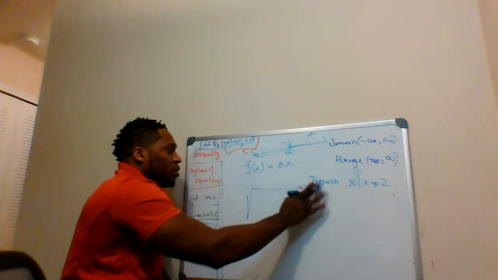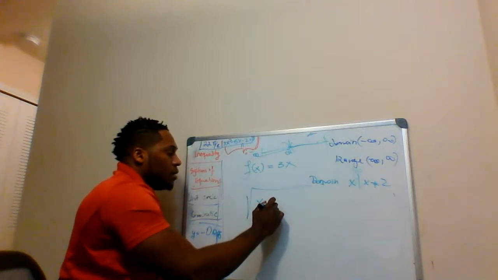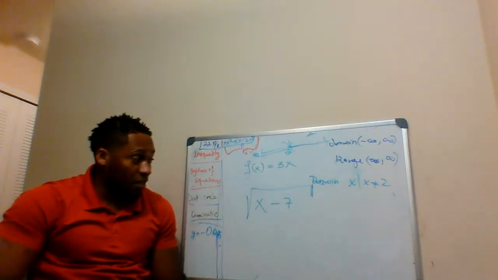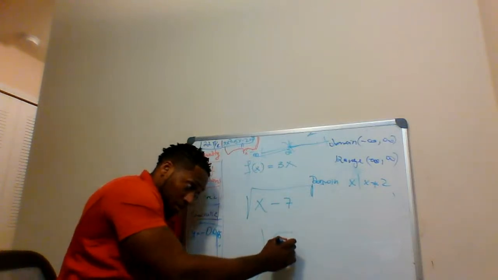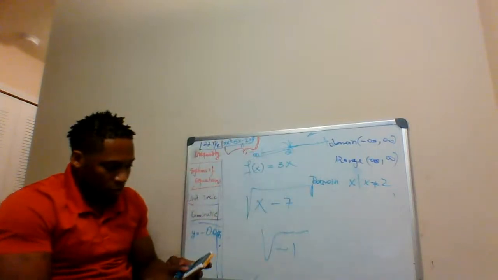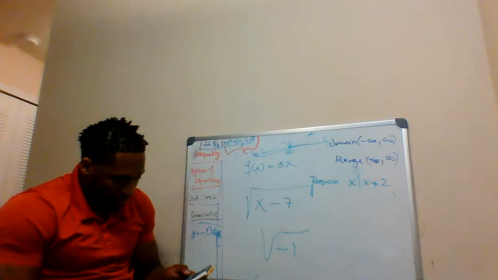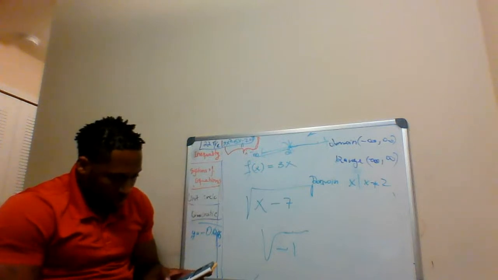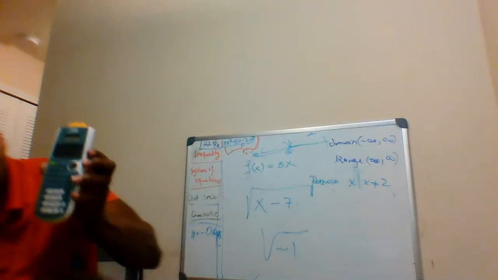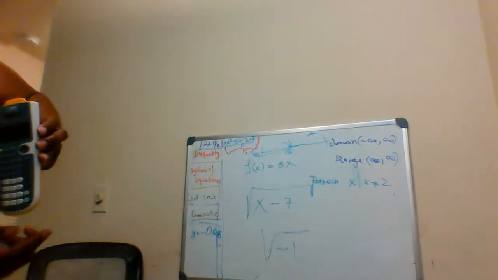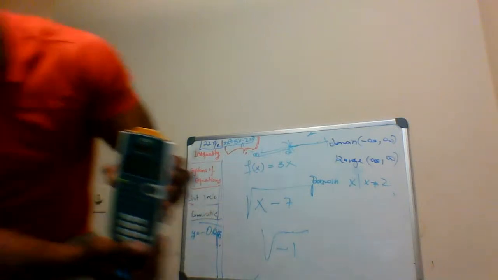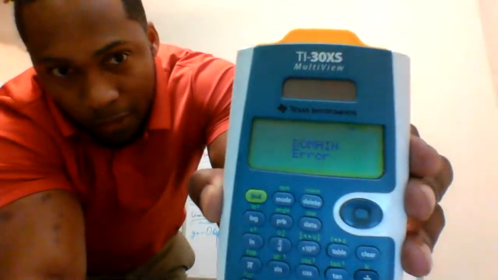We all know that a square root cannot be negative. If you go on your calculator, try to find the square root of negative 1. I'll show you. I have a calculator just like yours, there's nothing complicated about mine. Square root of negative 1, I just put that in there. And if I push enter, domain error. So that means this thing doesn't exist.